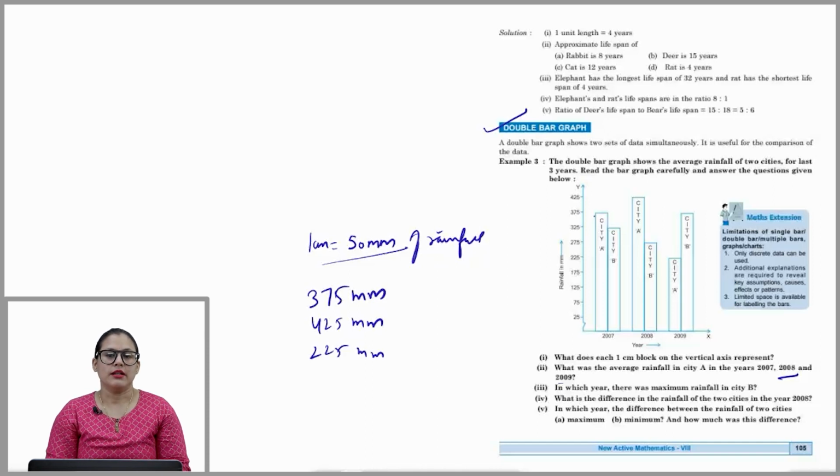Okay. In the third question, in which year was there maximum rainfall in city B? Okay, this is city B. Maximum rainfall, as you can see, the answer is 2009. Okay. 4. What is the difference in the rainfall of the two cities in the year 2008?